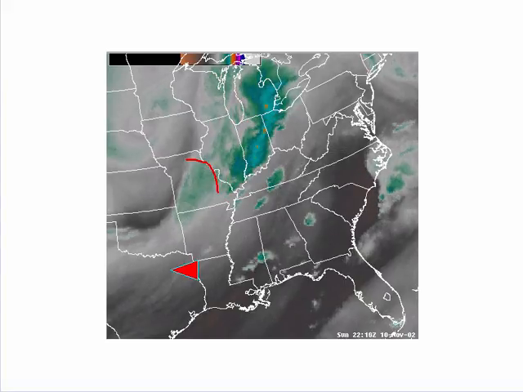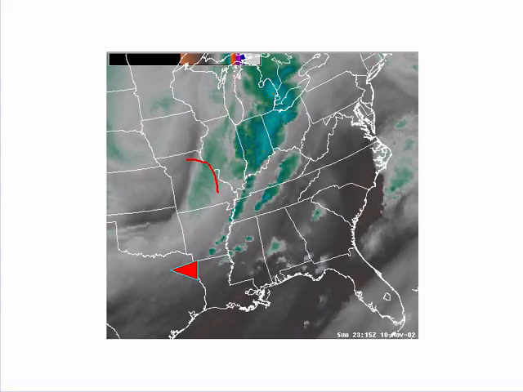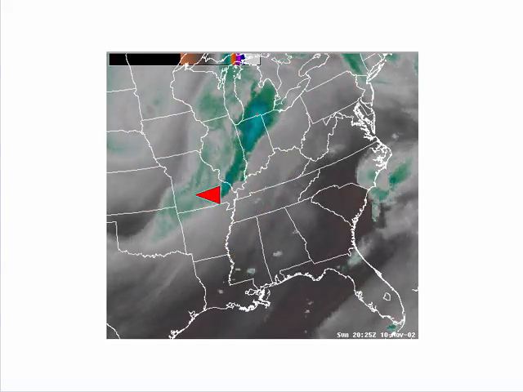Right toward the end of the loop, of course, we're simulating working in the Jackson, Mississippi CWA, and right at the end of the loop we see some convection being triggered right ahead of that shortwave, confirming that it is a fairly intense and significant shortwave.